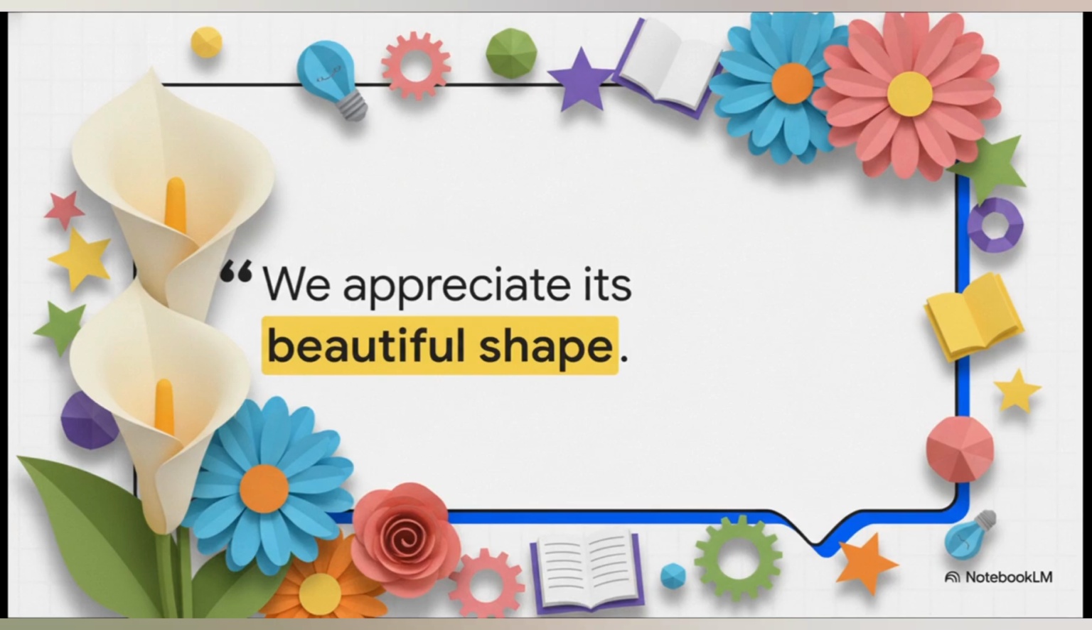He wrote, "We don't look at a calla lily and say that it has petal deficit disability. We appreciate its beautiful shape." Now, a calla lily is that unique flower we imagined at the very beginning of our time together today.